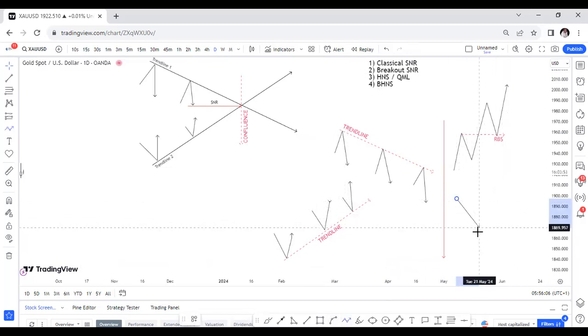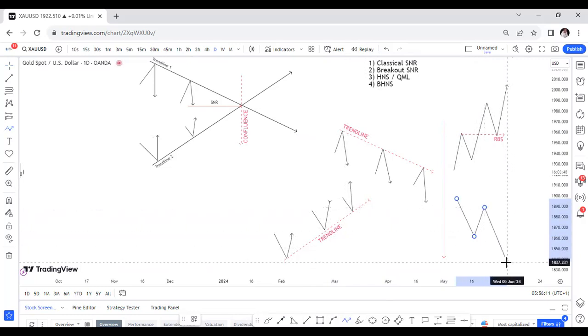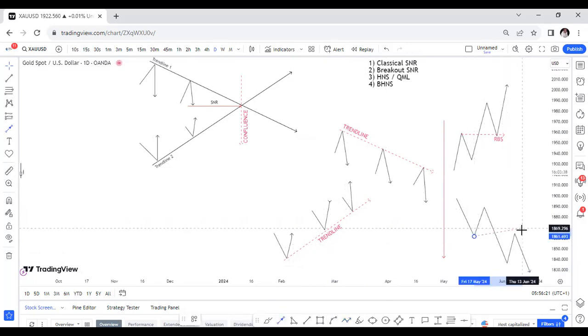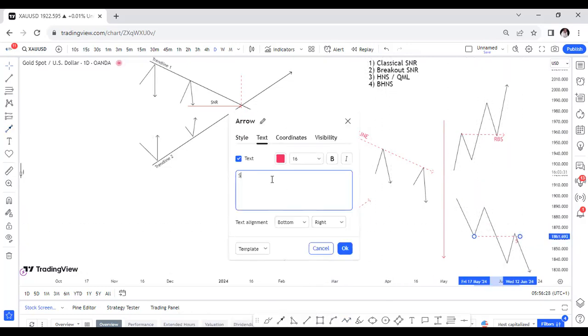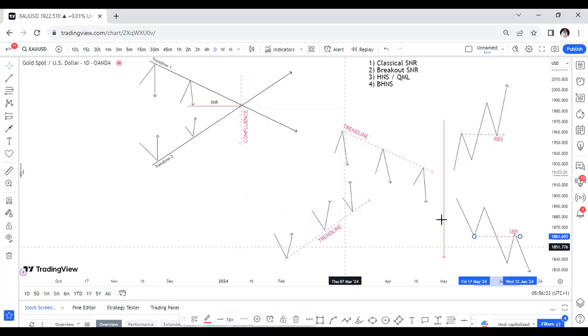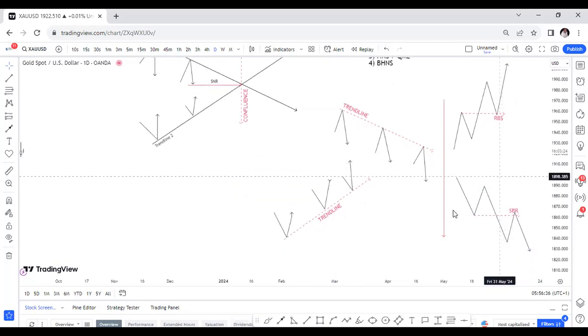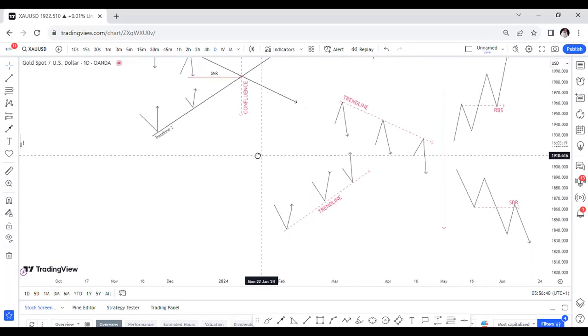Then for sell, you have this support broken that turns into resistance. Support becomes resistance. So this is the one for breakout.